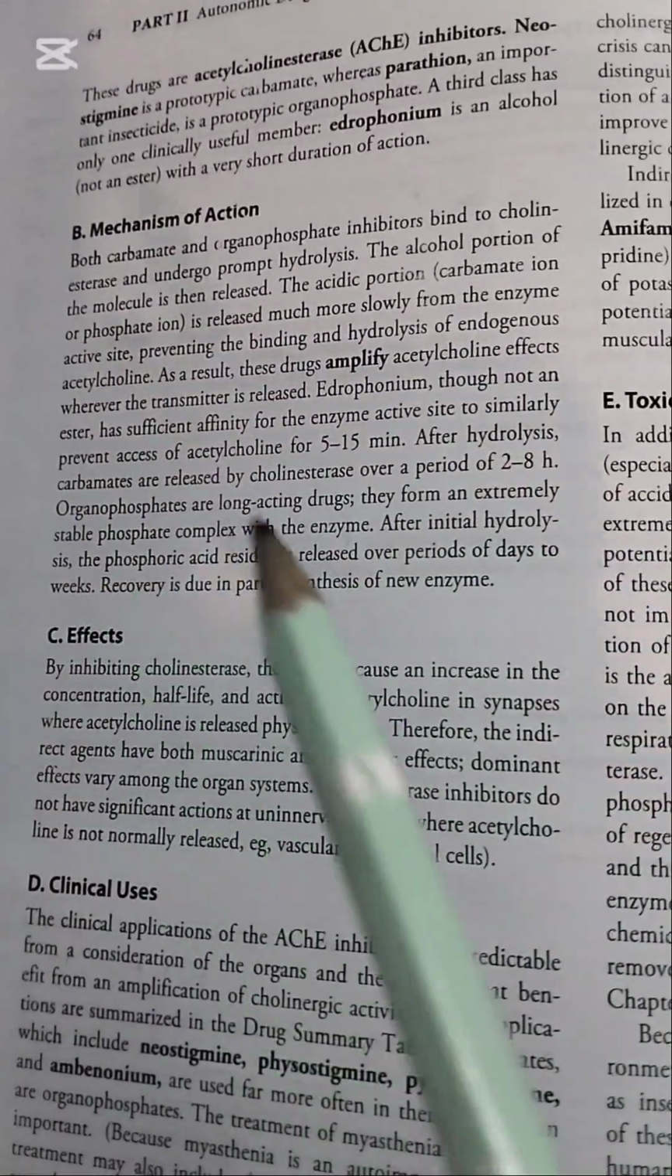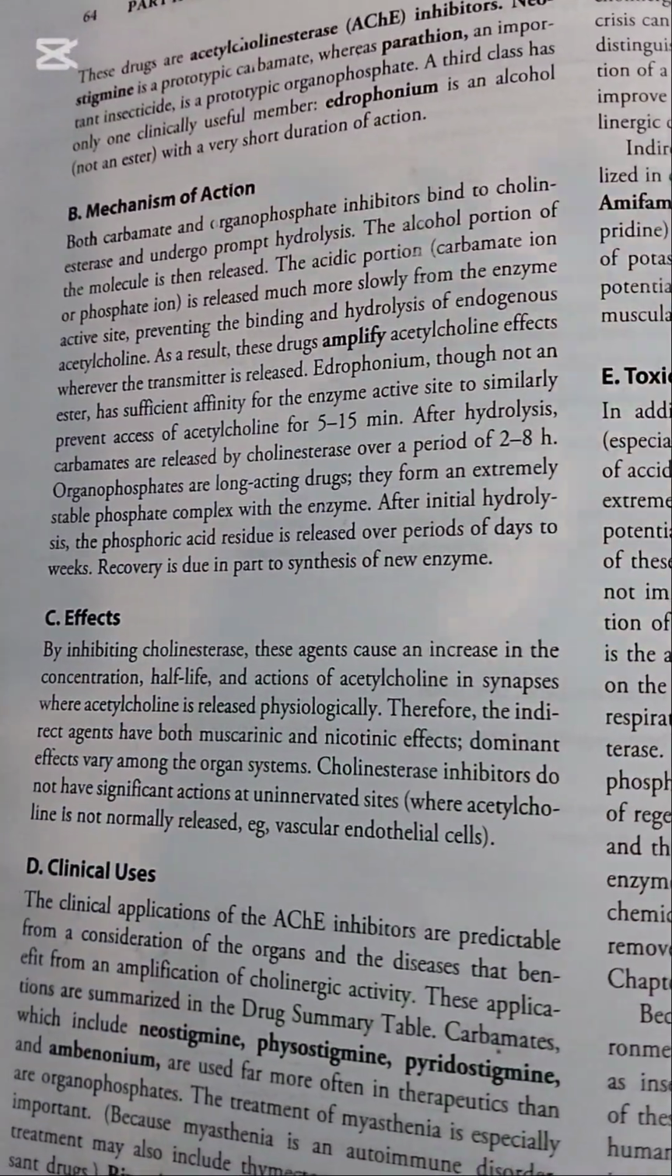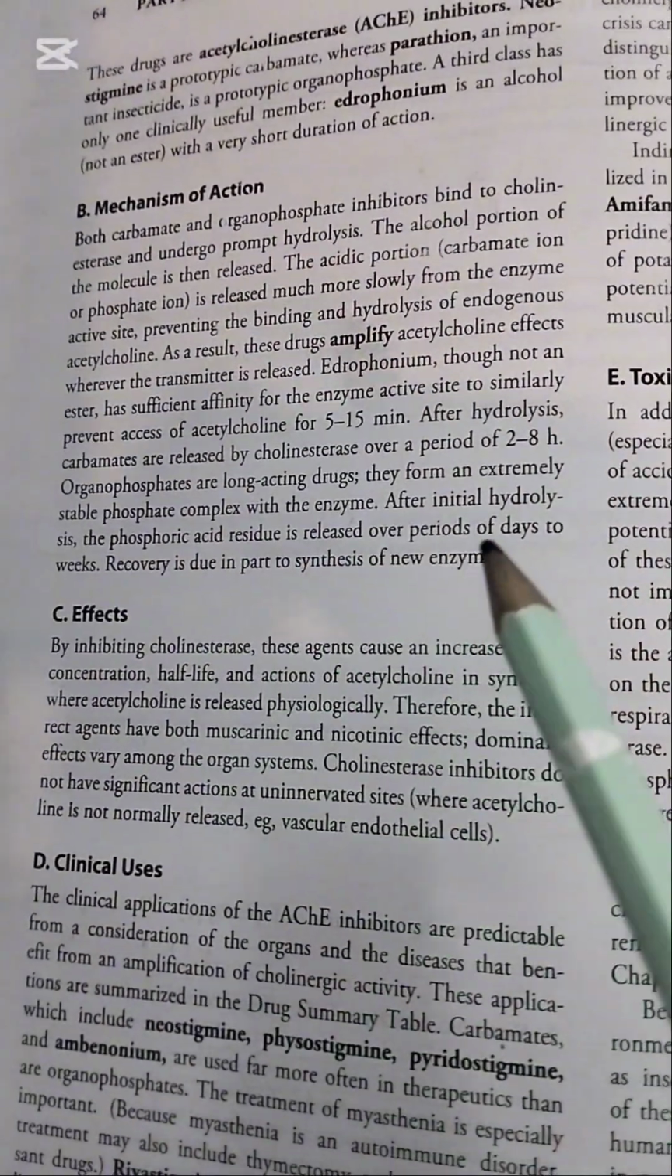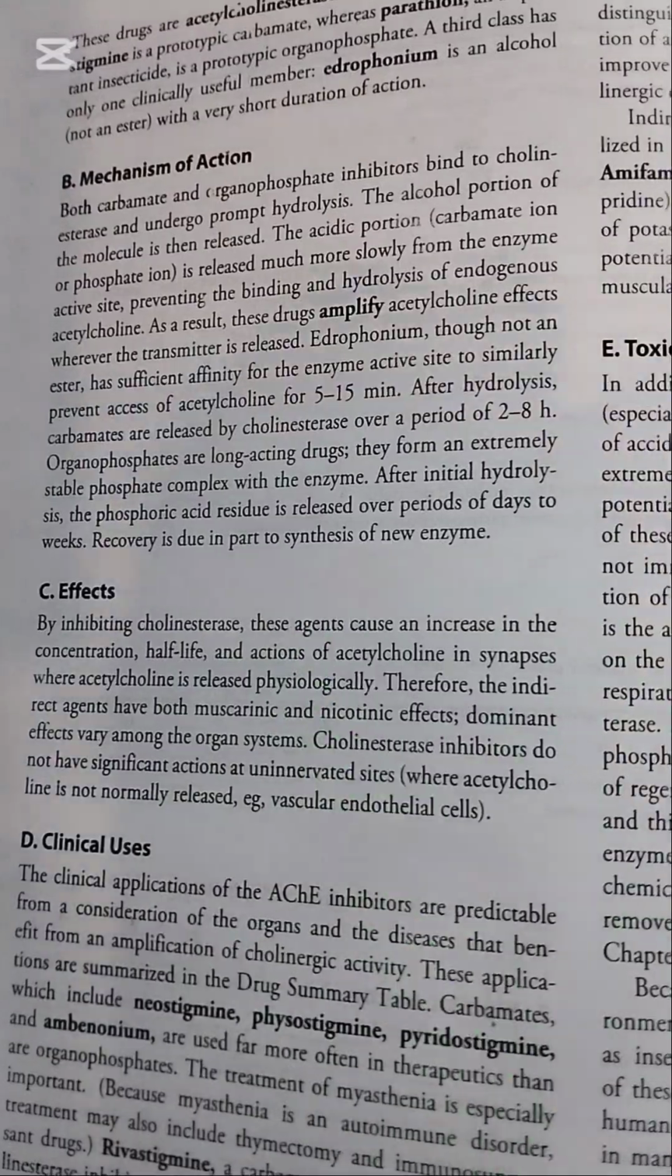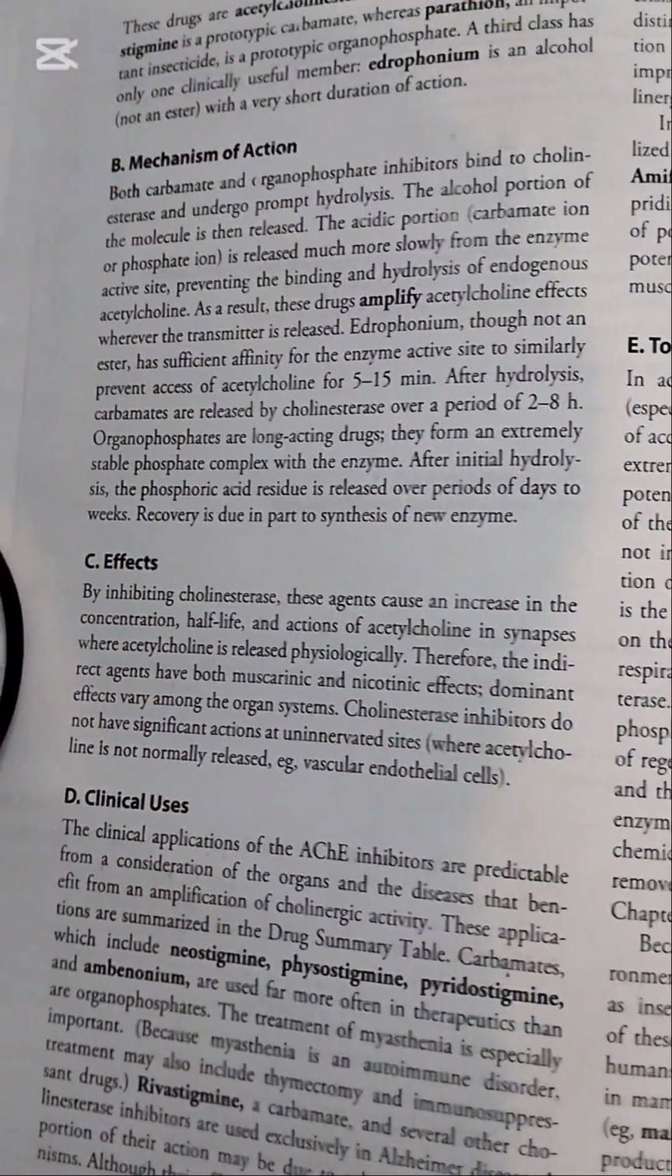After hydrolysis, carbamates are released over a period of 2 to 8 hours maximum, and organophosphates are much longer acting. They form an extremely stable phosphate complex with the enzyme. After hydrolysis, the phosphoric acid residue is released over a period of days to weeks. Recovery is due in part to synthesis of new enzyme.